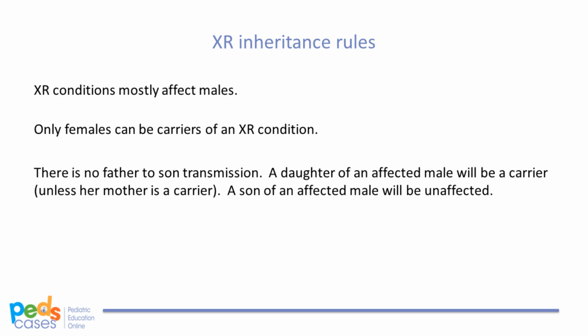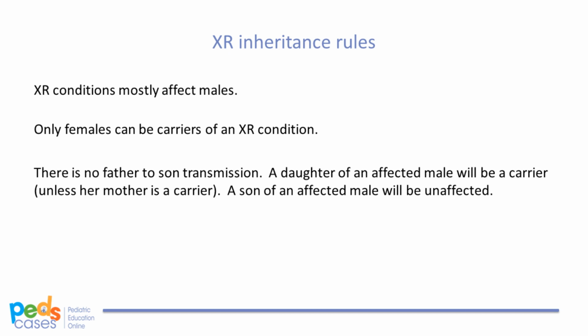X-linked recessive genetic disorders predominantly affect males. Females can be carriers of this disorder, but their second X chromosome, which is normal, means that they are generally unaffected. If an affected male has a son, he must contribute a Y chromosome. As such, there is no father-to-son transmission.